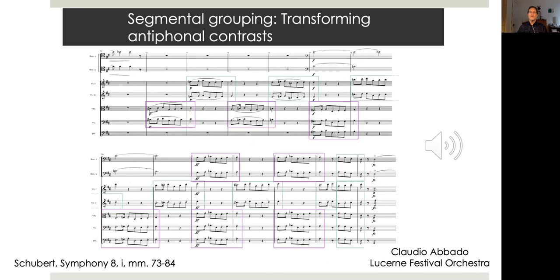Here we have a call pattern in the violas and celli that are joined later by the first basses and then the bassoons, and that is responded to in the violins joined at the end of the call by all the calling instruments. So this is from Schubert's Symphony No. 8 in the first movement.